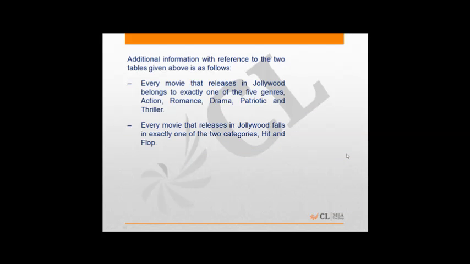It is also mentioned that every movie that releases in Jollywood belongs to exactly one of the five genres: action, romance, drama, patriotic, and thriller. And every movie that releases in Jollywood falls in exactly one of the two categories, either hit or flop. We can easily solve this data by creating a simple table.